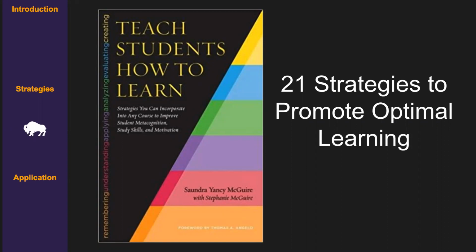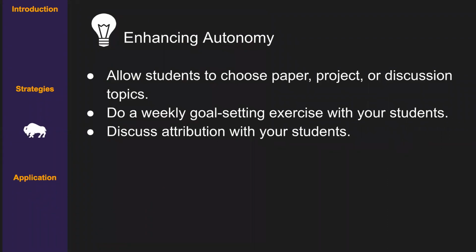And so, I want input and suggestions from all of you as well. I have actually been working with Matt at the Academic Success Center, trying to motivate one particular student in mind. So the first category that McGuire mentions is enhancing autonomy: allowing the opportunity for choice if possible, a weekly goal setting exercise, or discussing attribution with your students.